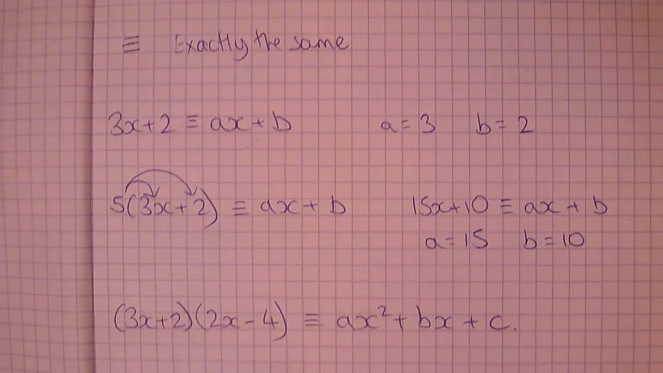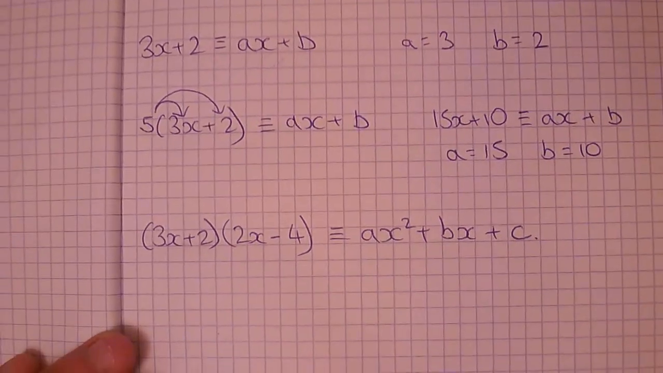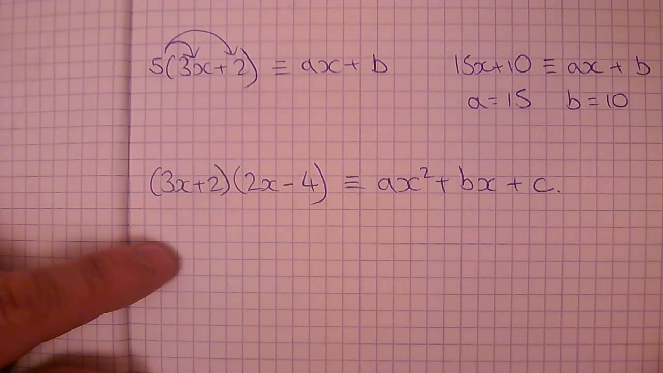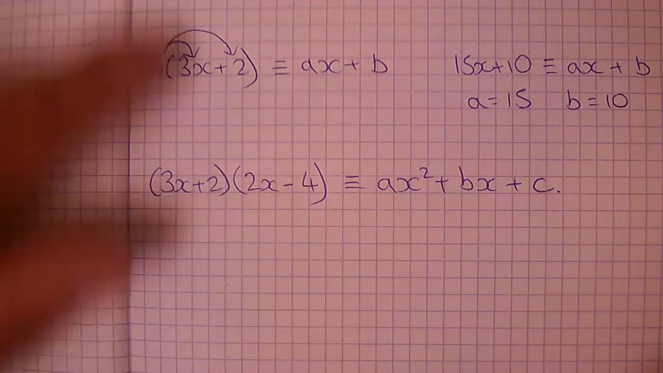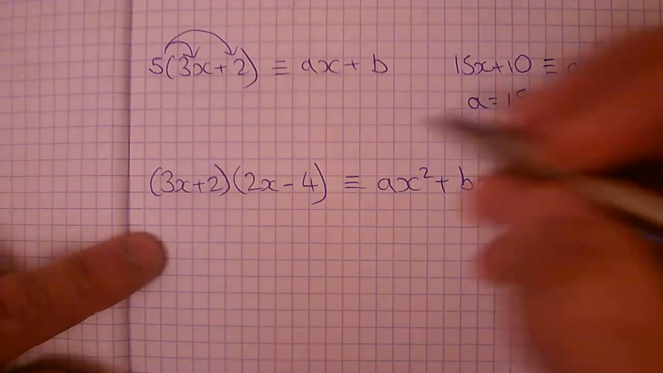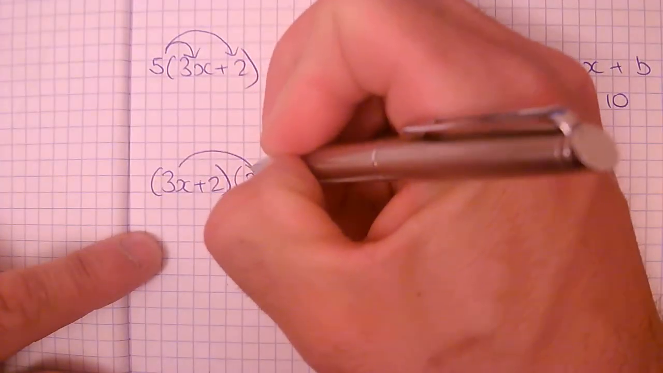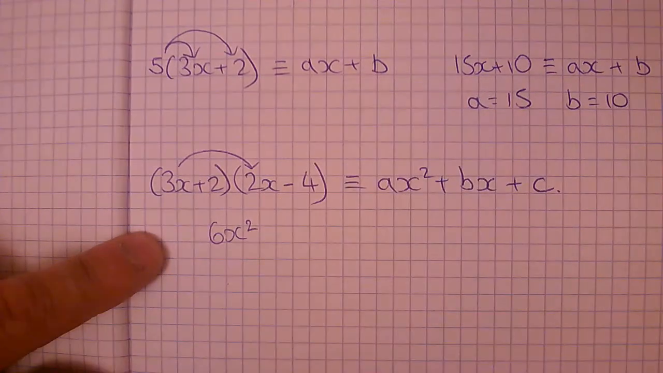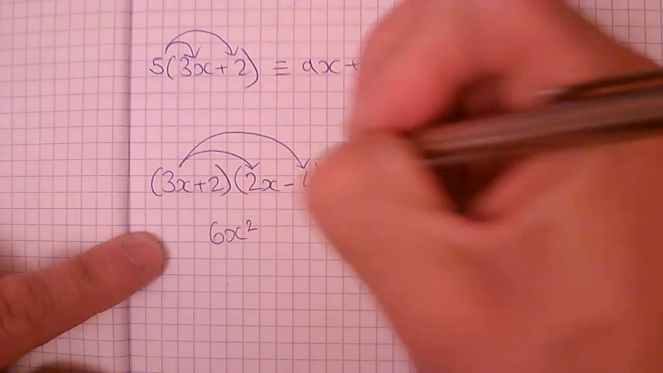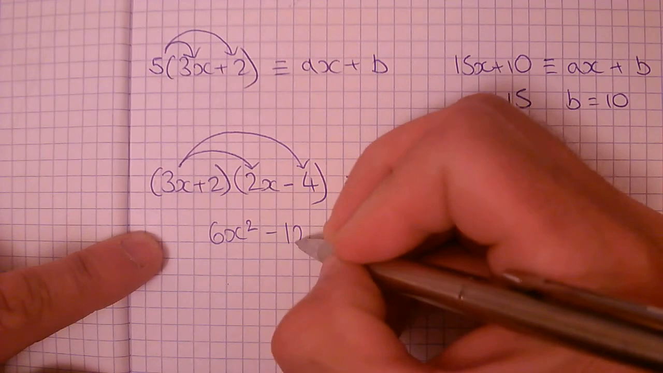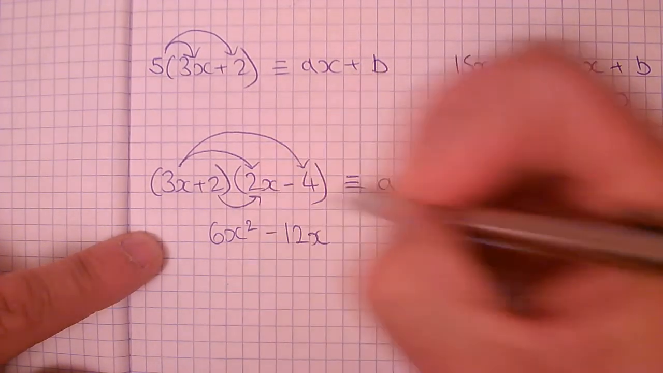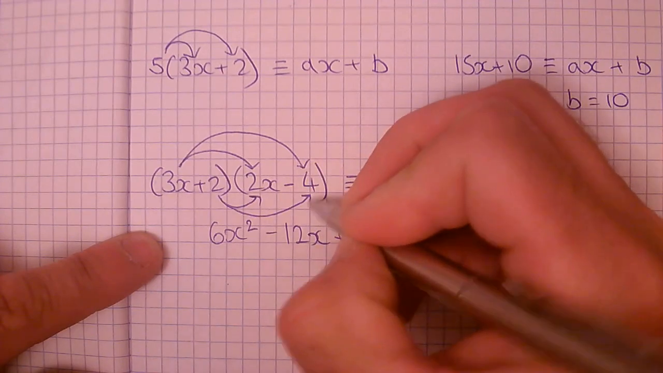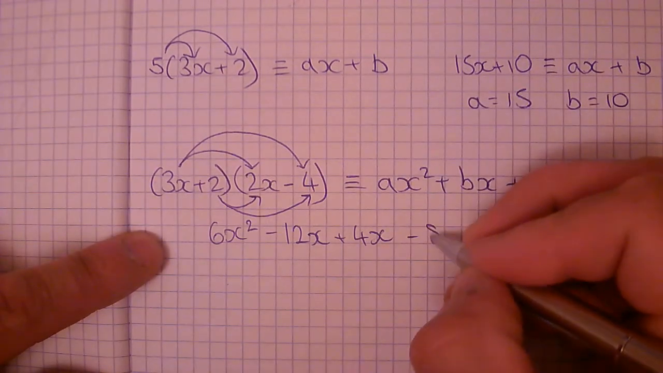The most difficult question they could ask you looks something like this. So we've got 2 brackets this time, and we're going to get to a quadratic. Now you should have practiced all of these skills in the last week as part of the recap. I'm going to do it with the claw method. So I've got 3x times 2x is 6x squared. I've got 3x times minus 4 is minus 12x. 2 times 2x is plus 4x. 2 times minus 4 is minus 8.